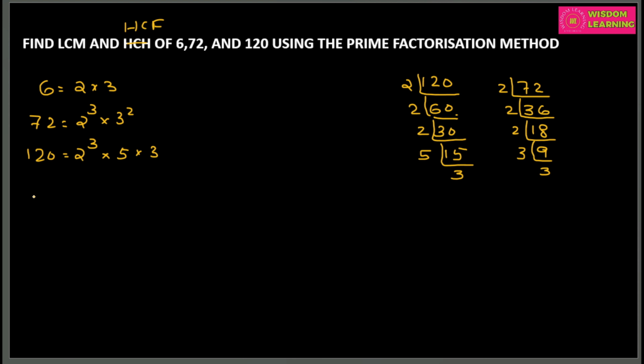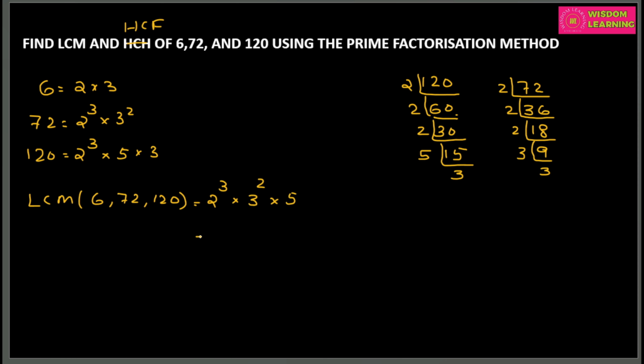Find the LCM. What is LCM? LCM of 6, 72, 120, the LCM of three numbers. What is the LCM of three numbers? LCM is the highest power of all factors. So what is the first number? 2. The highest power of 2 is 2 raised to 3, into next 3. The highest power of 3 is 3 square. Next 5, the highest power of 5 is 1.